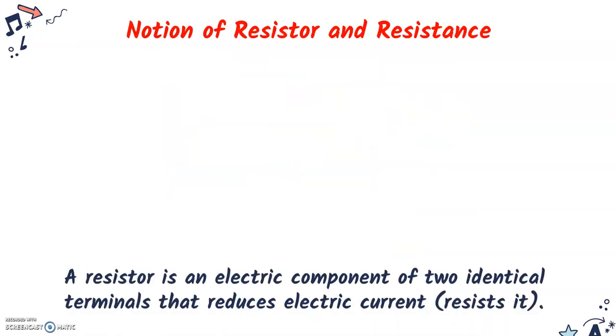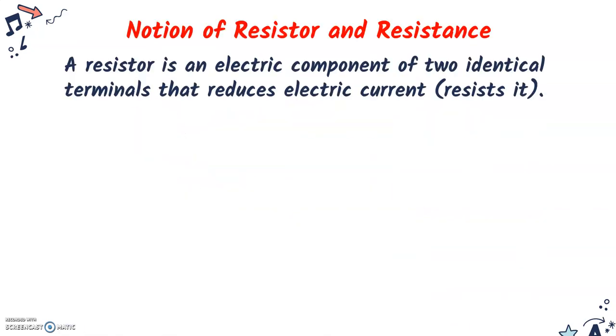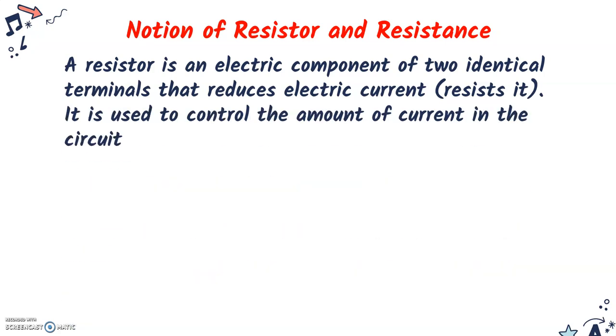So what is a resistor? A resistor is an electric component of two identical terminals. I will explain in detail what I mean by this sentence, two identical terminals. A resistor will reduce the electric current in a circuit. It's used to control the amount of current in the circuit.